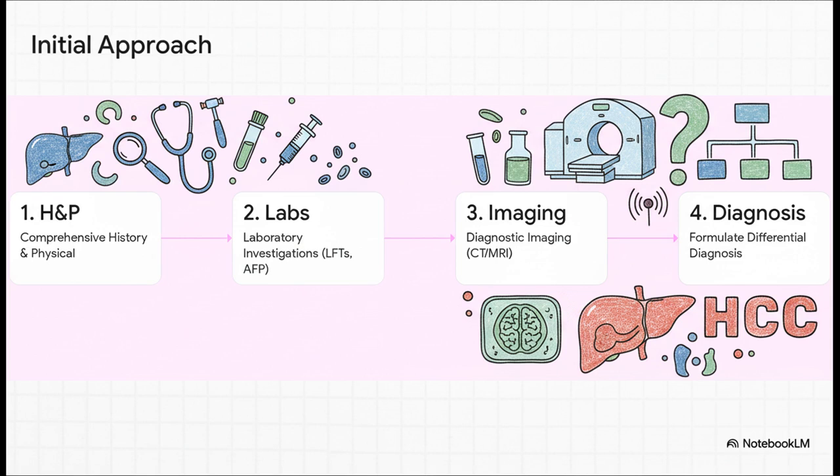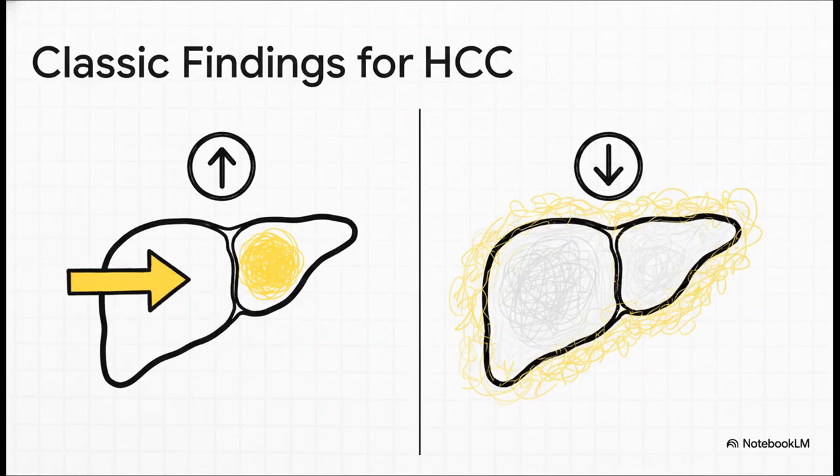But let's be honest, with a background of cirrhosis, hepatocellular carcinoma, or HCC, is right at the top of my list. So for the imaging, my go-to would be a multiphasic CT or an MRI. Now, the classic radiological signs for HCC are really driven by its unique blood supply. What you see is this intense, homogeneous enhancement in the early arterial phase, which is then followed by a washout of contrast in the later portovenous phase.